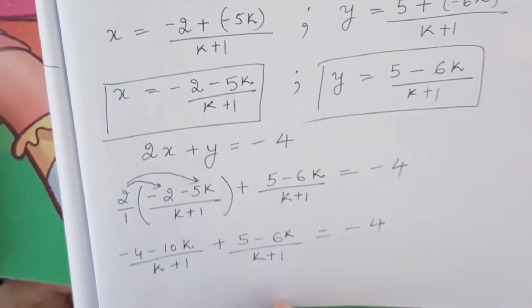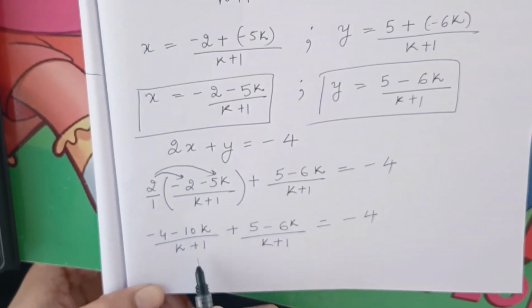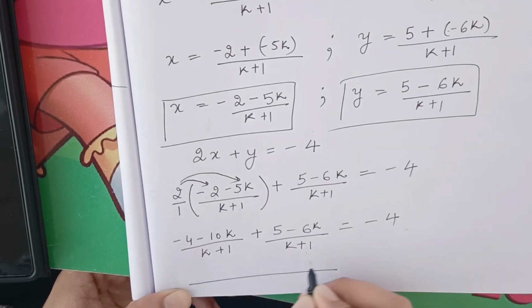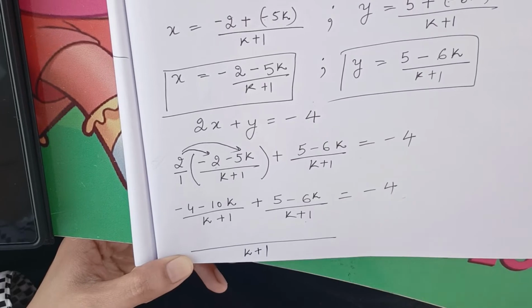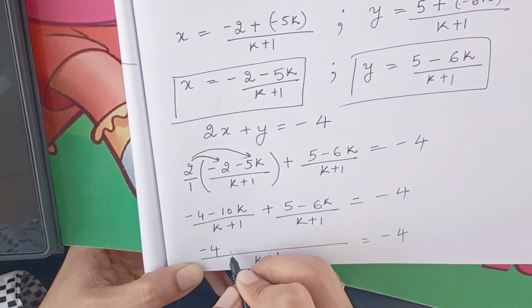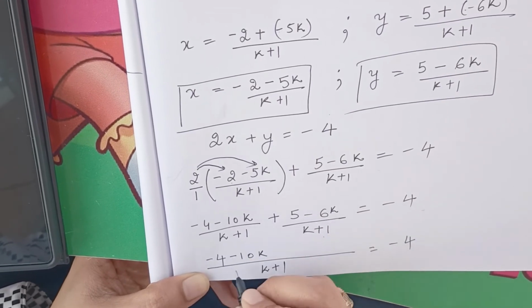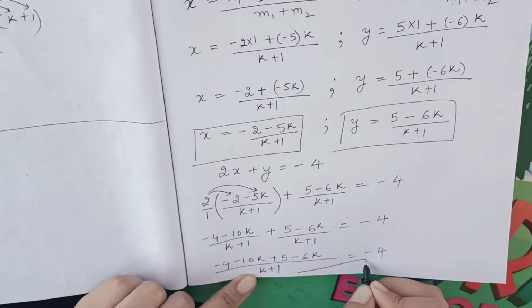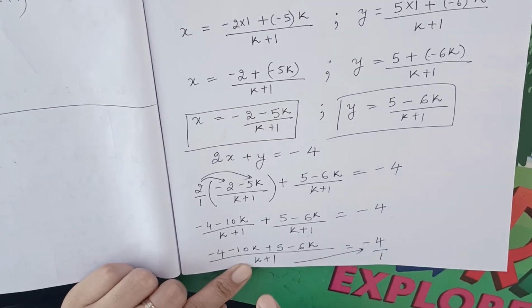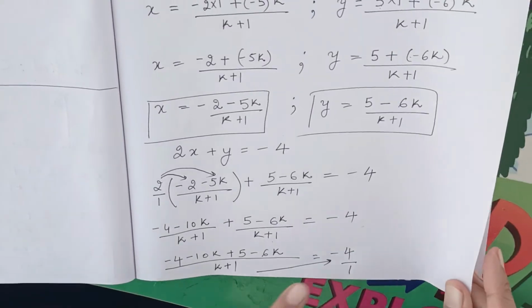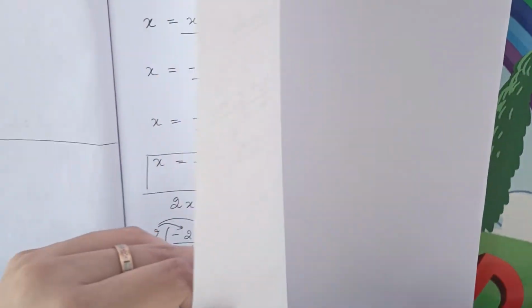Now here we can say we have simplified it. This is one fraction, this is one fraction, and both fractions have the same denominator. So instead of writing it 2 times, we can write the denominator a single time. I'll write the numerator the same: minus 4 minus 10k plus 5 minus 6k. Now this denominator we will send to the other side. This k plus 1 is getting divided, so if we shift it to the other side, it will get multiplied by minus 4. So I'll just rewrite it.